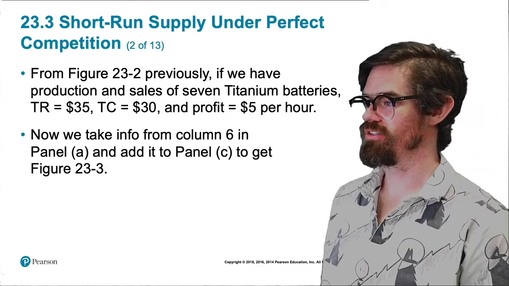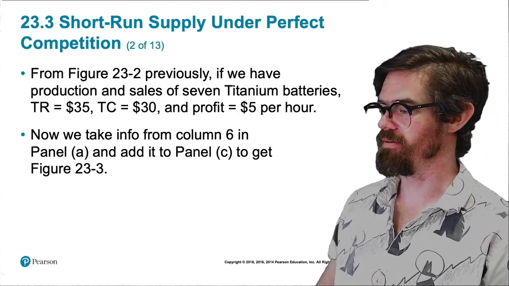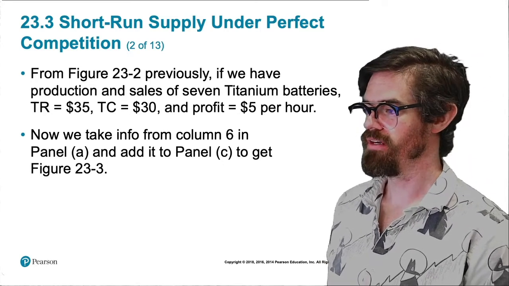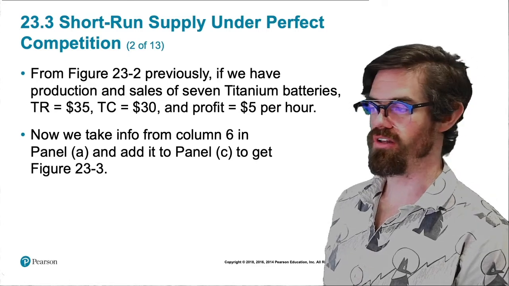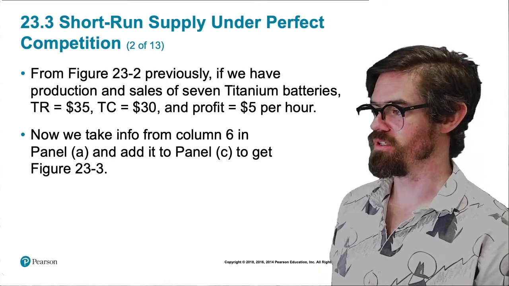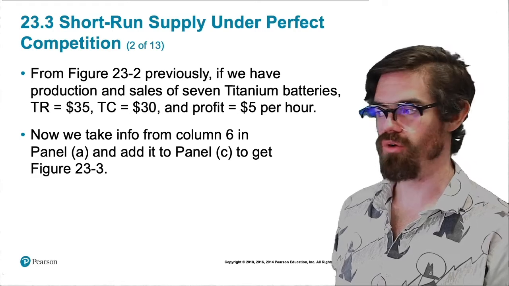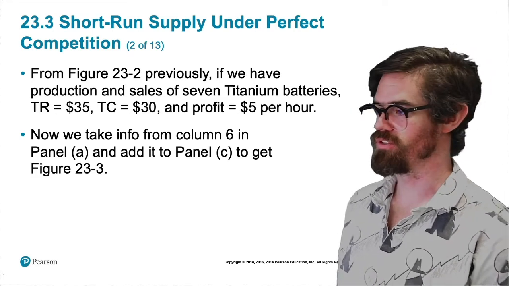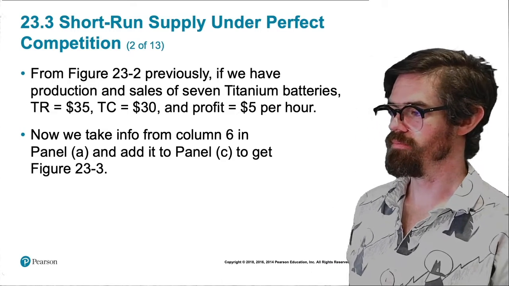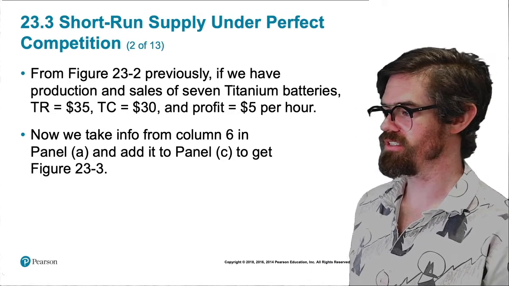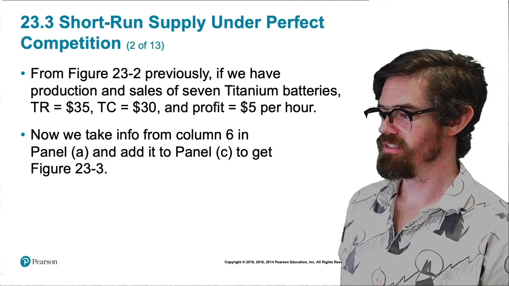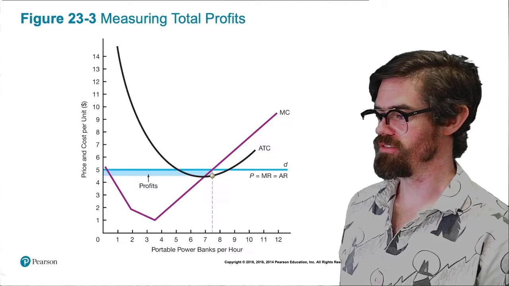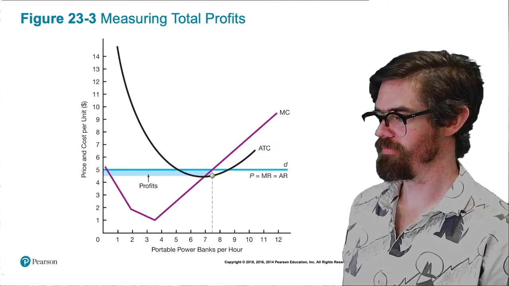All right, so previously we saw that if we have production and sales of 7 portable power banks, total revenue was $35, total cost was $30, and therefore profit was $5. And these are all in per hour terms. Now we take info from column 6 and add it to panel C to get figure 23-3. Here we go.